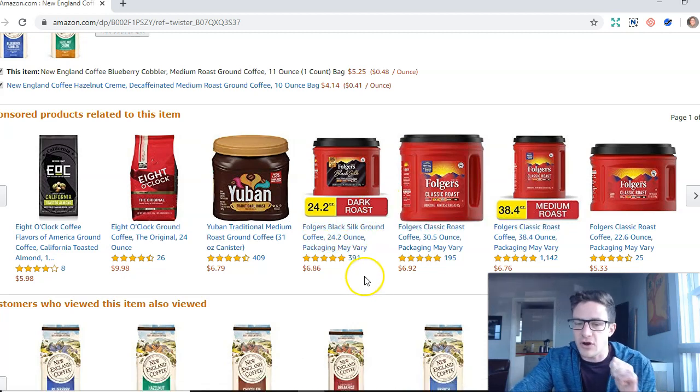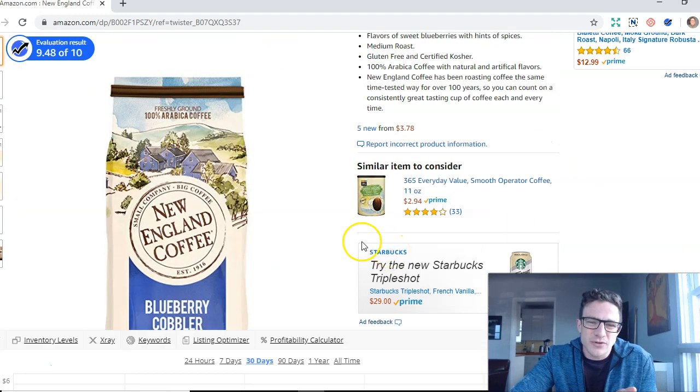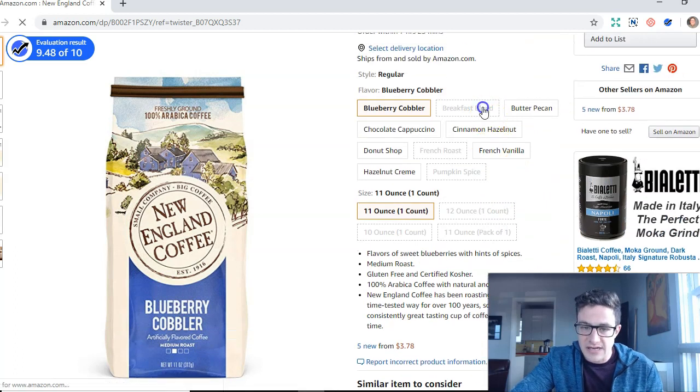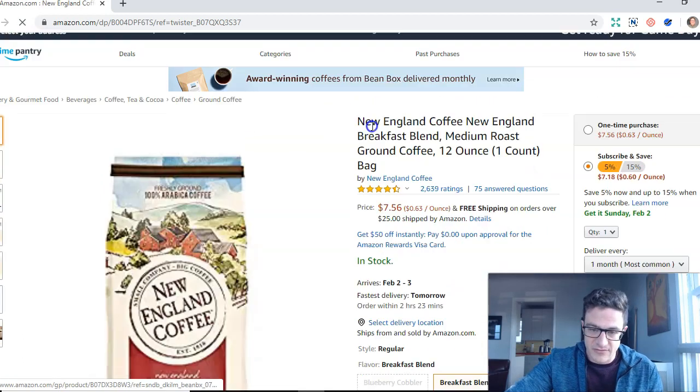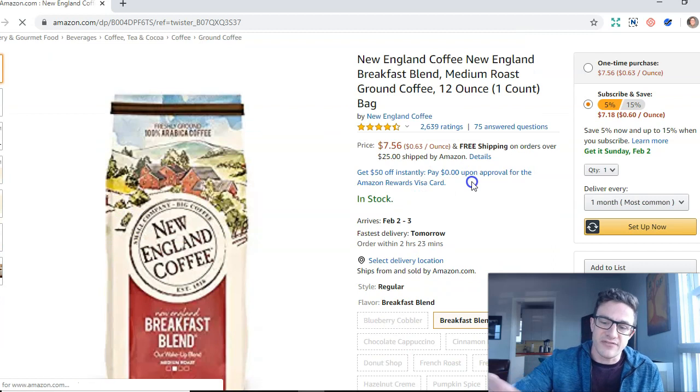Because people who are looking for dark roast generic coffee, sure they might click on a blueberry flavor, but they're not looking for blueberry. They're looking for the breakfast blend, okay? The one that doesn't have any flavor. So use the best seller to your advantage.